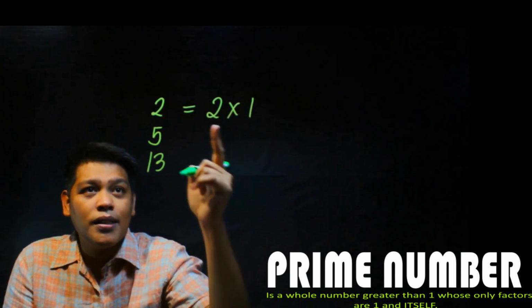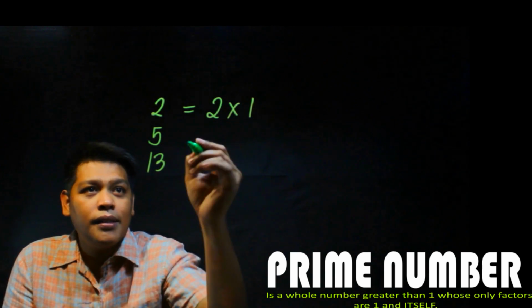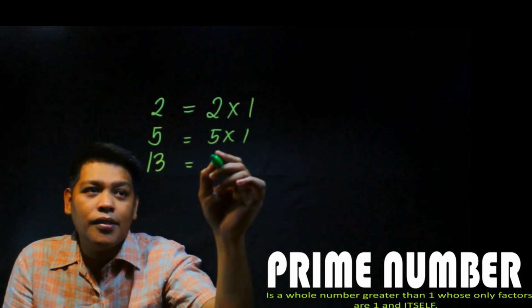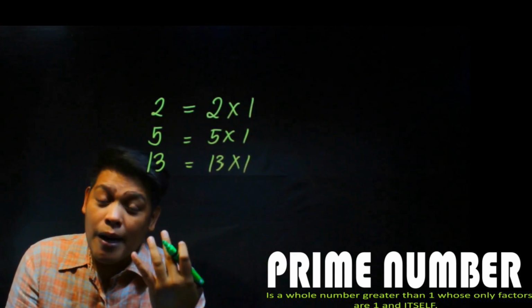So, 2 times 1 is 2. Yan yung prime numbers siya. Sa 5, ganun din, 5 times 1. Sa 13, ganun din, 13 times 1. So, sila yung mga prime numbers.